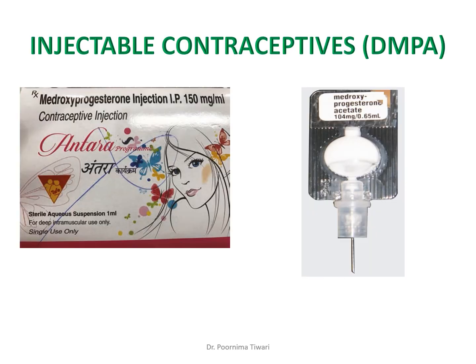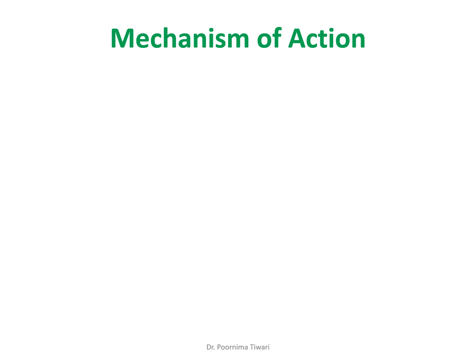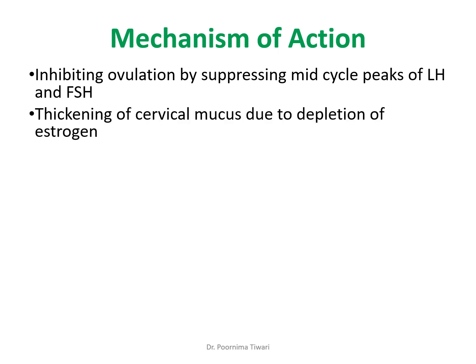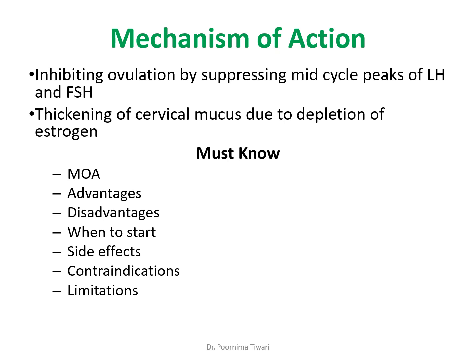Injectable contraceptives. These are hormonal but are injected into the body and they then remain there and slowly release the hormone, leading to contraception for some time. The mechanism of action is they inhibit the surge of LH, which inhibits ovulation. They also thicken the cervical mucus due to depletion of estrogen. Only progesterone is there. And these are the topics you should know about injectable contraceptives.